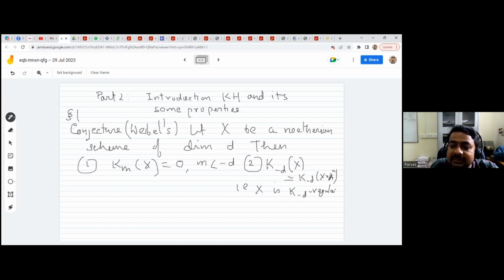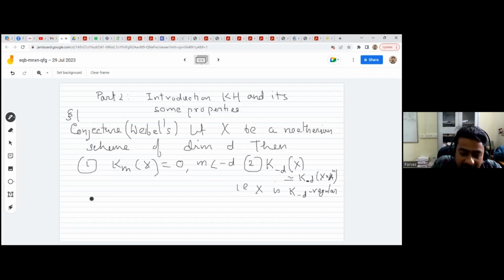So we have defined K_i regular. K_i regular implies K_{i-1} regular. But after d, both sides vanish. It is K_{-d}, K_{-d-1} regular, but the left-hand side is 0, so the right-hand side is also 0. So after that, all of them vanish, with the product with N also.